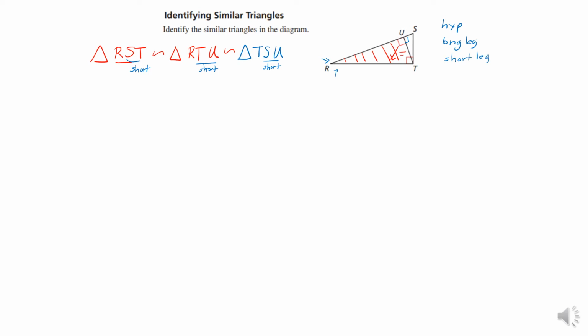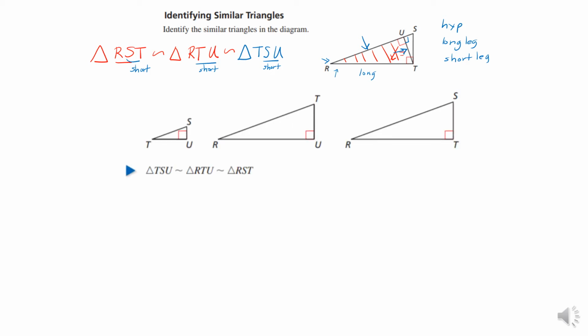So the long leg for the biggest triangle is RT. The long leg of this triangle is RU, and the long leg of this triangle is TU. So you need to be able to identify those when you're doing this. So here's the three triangles, and there's the statement. They did it in a different order than we did, but I always like to start with the original triangle.